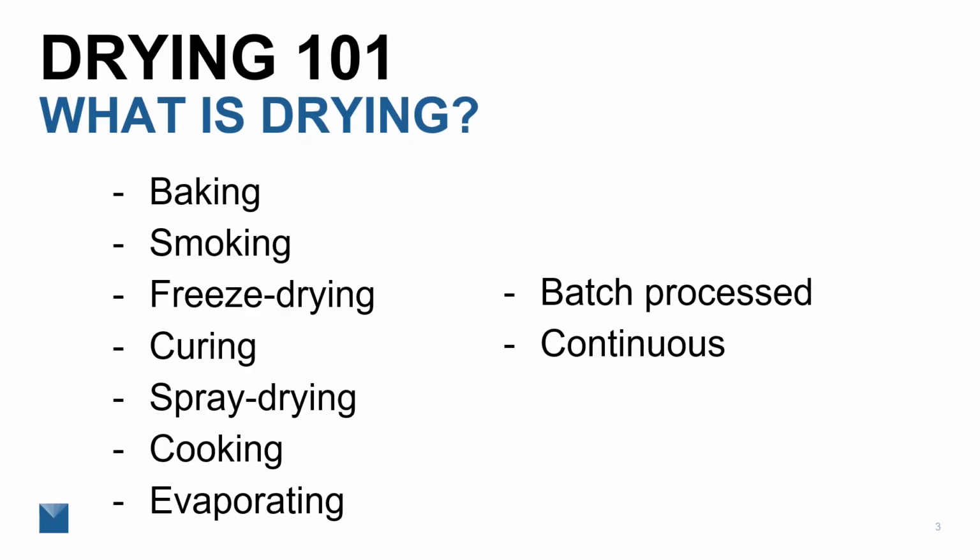Let's begin by answering a simple question: what is drying? By this, we refer to any process that takes water out of a product. This could be baking, smoking, freeze drying, curing, spray drying, cooking, evaporating. All are forms of drying, and by drying, we include both batch and continuous processes.